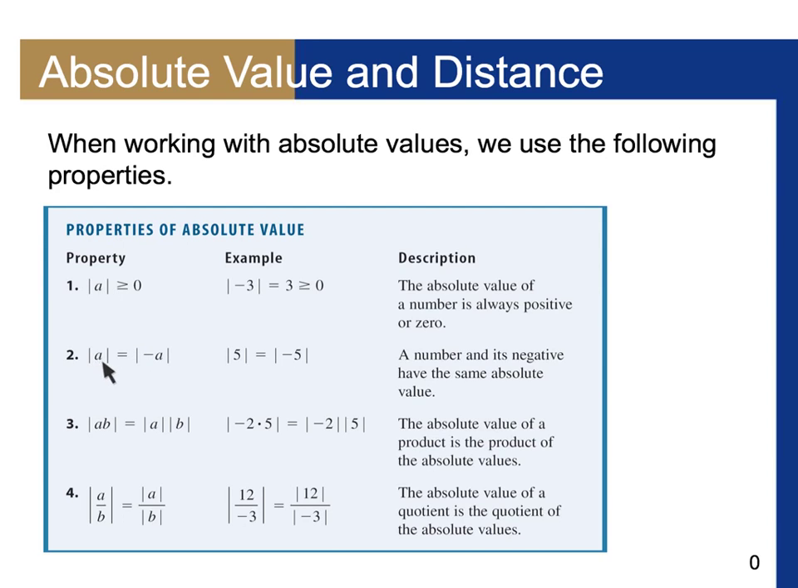The absolute value of A is always equal to the absolute value of minus A. If we're at 5, we're the same distance away from 0 as if we were at negative 5. Okay. And these are a couple other properties.